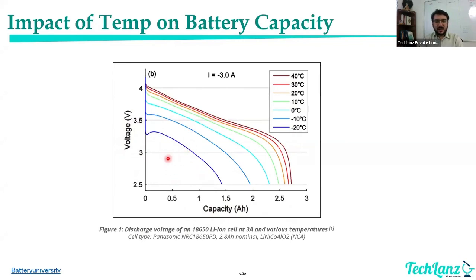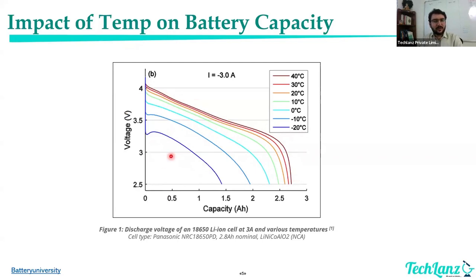If you see this at a very low temperature, which is minus 20 degrees centigrade, the overall capacity of a cell degrades very much, right? So this is very low capacity. At minus 10 it's also less, then 0 degrees is slightly better. When you keep on increasing the temperature, the energy of a complete cell increases, right? So the energy output of a cell increases.